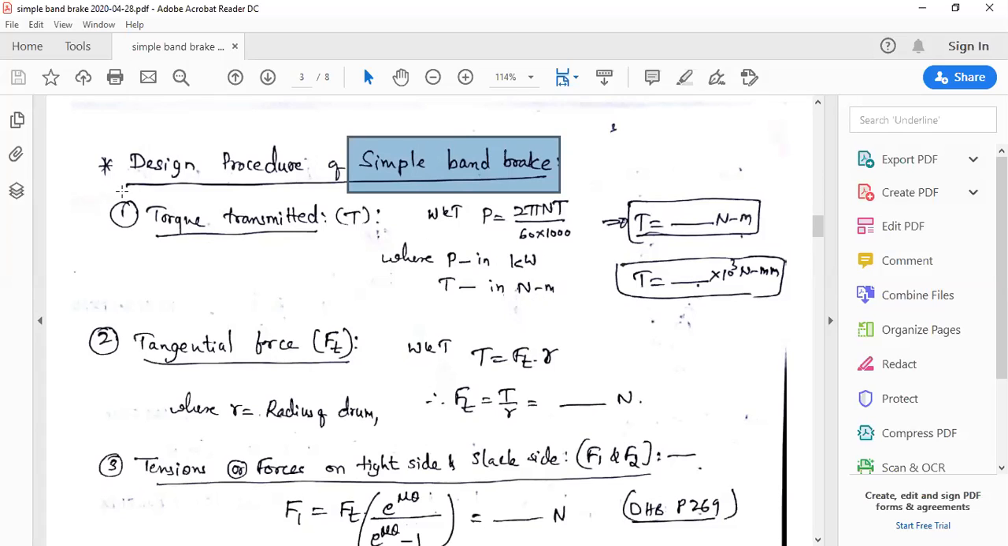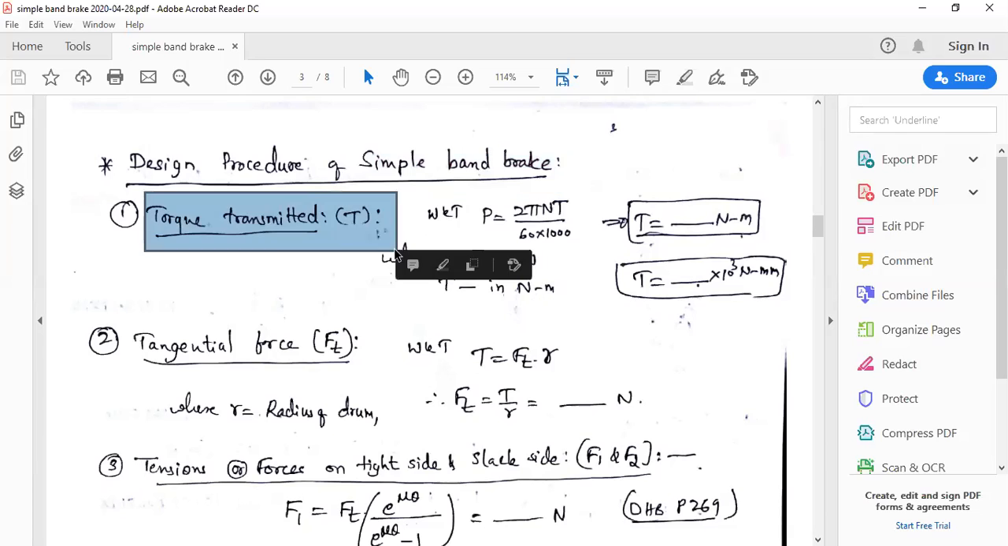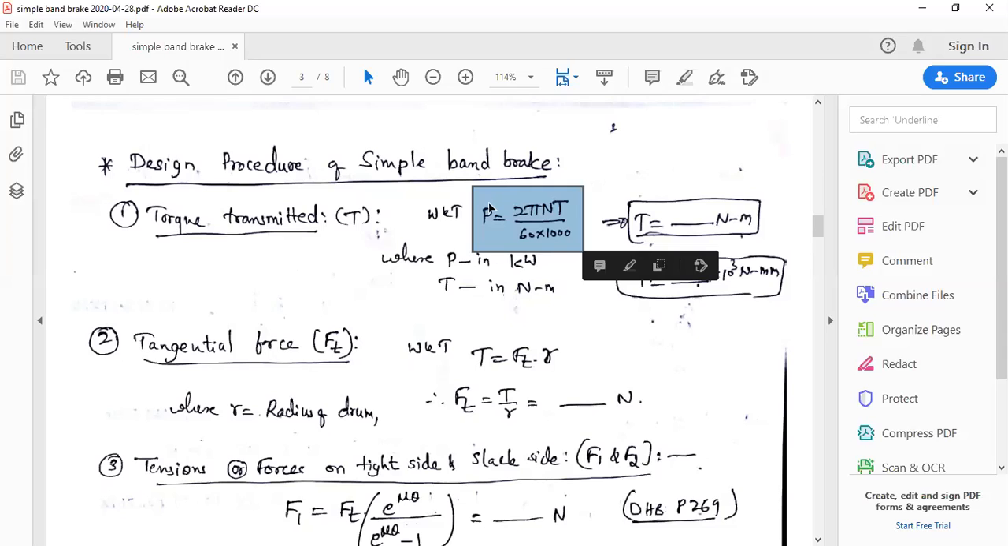So the first step is the torque to be transmitted, or the torque required to overcome the friction exerted between the band and the drum. The torque is calculated by using the fundamental power equation, with the known power value in kilowatts substituted in the LHS. In the RHS, the torque T is the only unknown parameter, so this torque T is to be calculated.